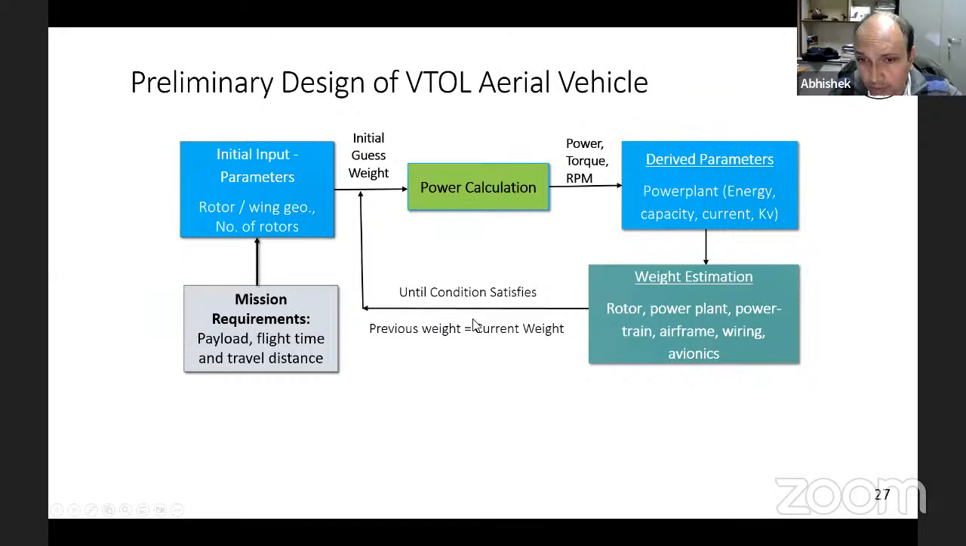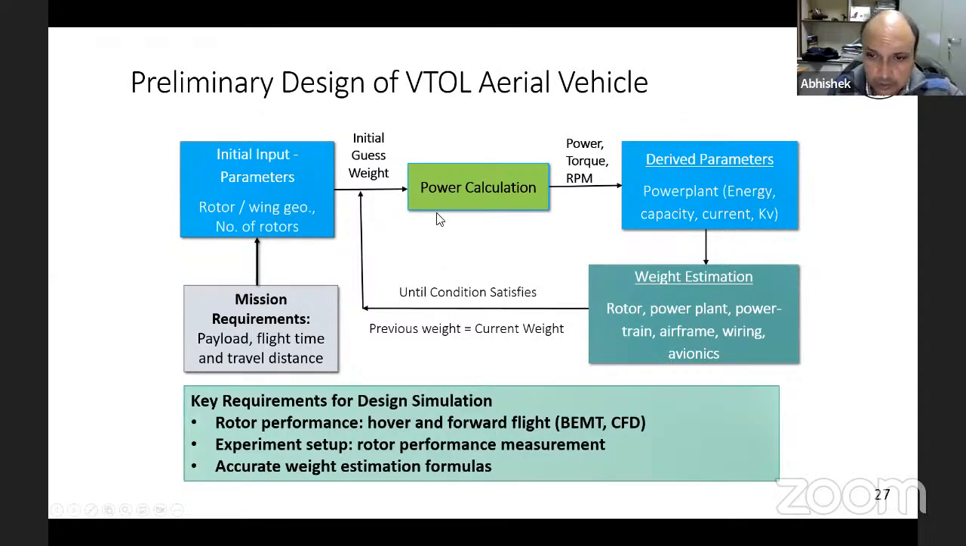Sometimes this loop may not converge, and that implies that you are probably giving some input incorrectly. You are giving some input for which the feasible design is not possible. It is going beyond normal things. So this is the overall flow chart for designing an aerial vehicle, a VTOL aerial vehicle.